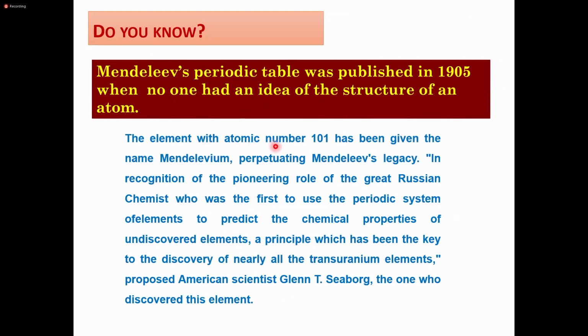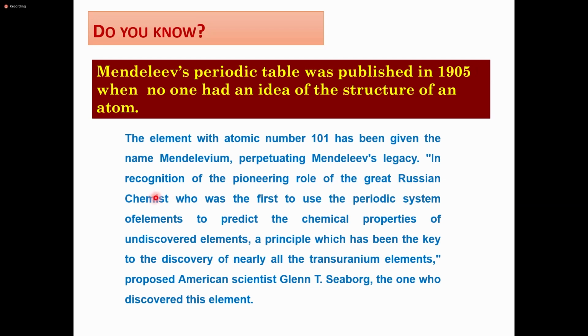The element with atomic number 101 has been given the name Mendelevium. If you see the modern periodic table, the element which has been given the name Mendelevium has atomic number 101. This is according to Mendeleev, perpetuating Mendeleev's legacy.